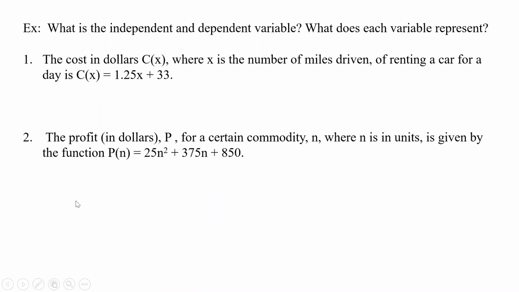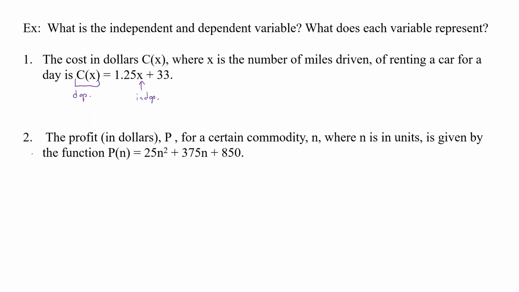Now, what if we have something like a word problem here? It says the cost in dollars C of x, where x is the number of miles driven of a rented car for a day, is C of x equals 1.25x plus 33. And it asks again, what is the dependent and independent variable? Well, dependent is the C of x. So that whole thing is the dependent. And then our x is our independent variable, because no matter what we plug in here, that's going to be our input. And then our output is going to be the whole C of x.